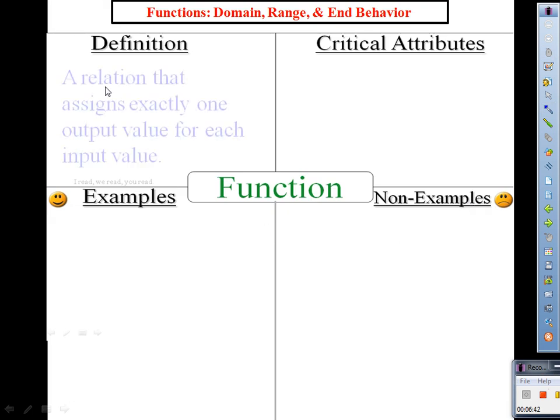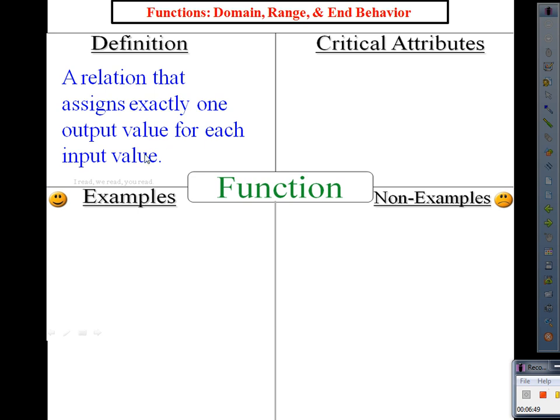Functions are relations that have exactly one output value for each input value. Function, a relation that has exactly one output value for each input value. Copy that. Once again, a function, a relation. Can you picture a relation in your noodle now? Yes. That assigns exactly one output value for each input value.